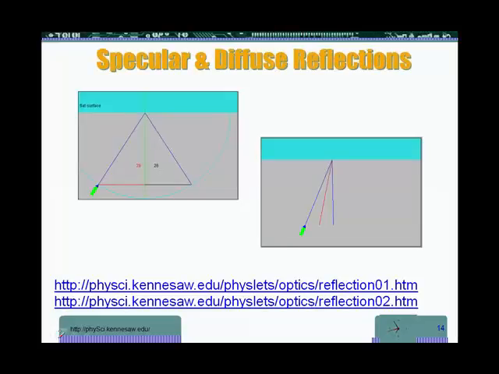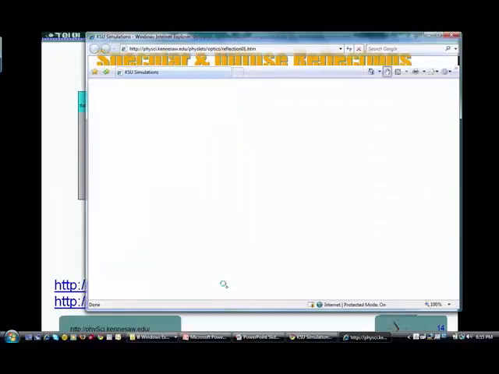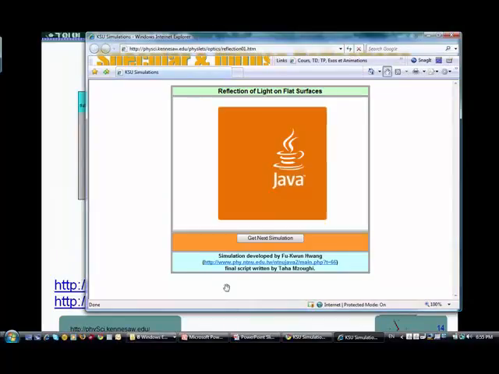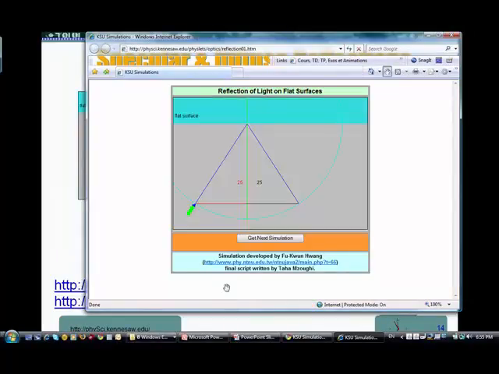Okay. Now, to illustrate the point, I'm going to show you a couple of simulations here. In this particular case, we are shining a laser beam, and we have a flat surface. So the angle of incidence is in red here, 18. The angle of reflection is the same angle, 18. And as I change the angle of incidence, the angle of reflection changes accordingly, the same way.